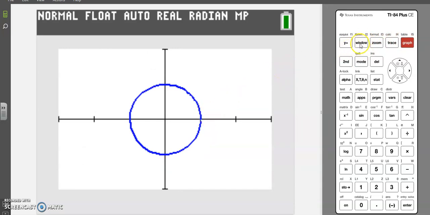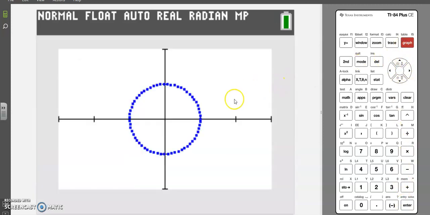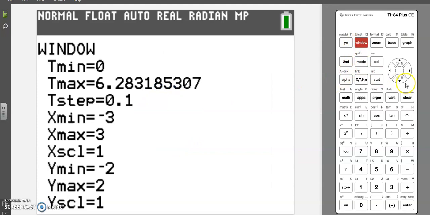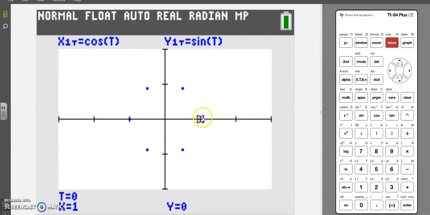And it connected the dots because the mode that I'm in is thick mode, which is connecting all the dots with a thick line. If I change that to dot thick mode and hit graph again, you'll notice it just plots a bunch of dots, and it's plotting them every 0.1. And if I go to my window and change the t-step to, let's say, pi over 3, and then graph it, now it only plots a point every pi over 3 radians.